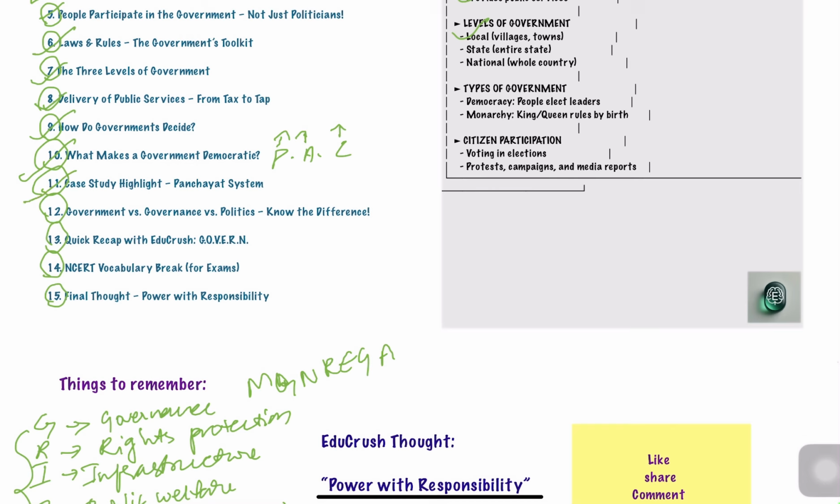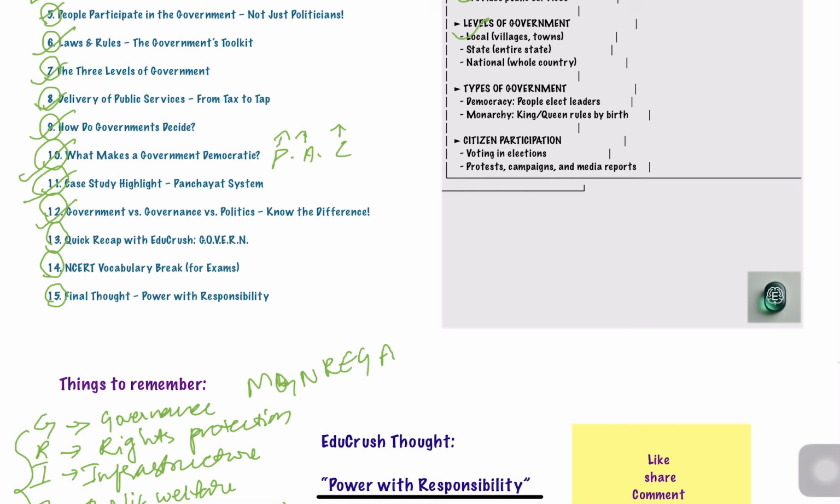Next, the 11th one, case study highlight: the panchayat system. In villages, decisions are made by Gram Sabhas. People gather, discuss, and vote on important matters like which road to build, where to dig a well, whose house gets a subsidy. This is direct democracy in action, right?